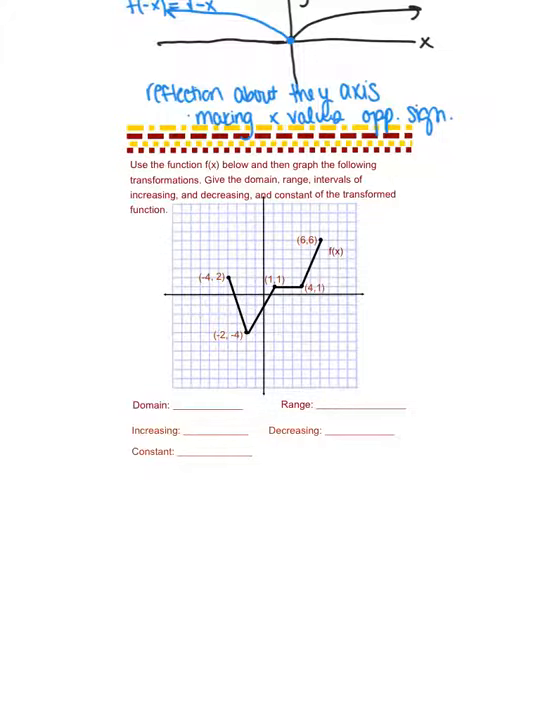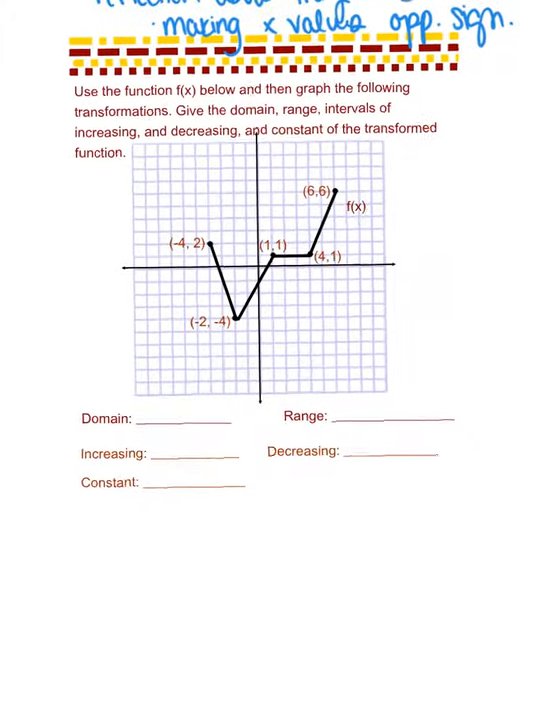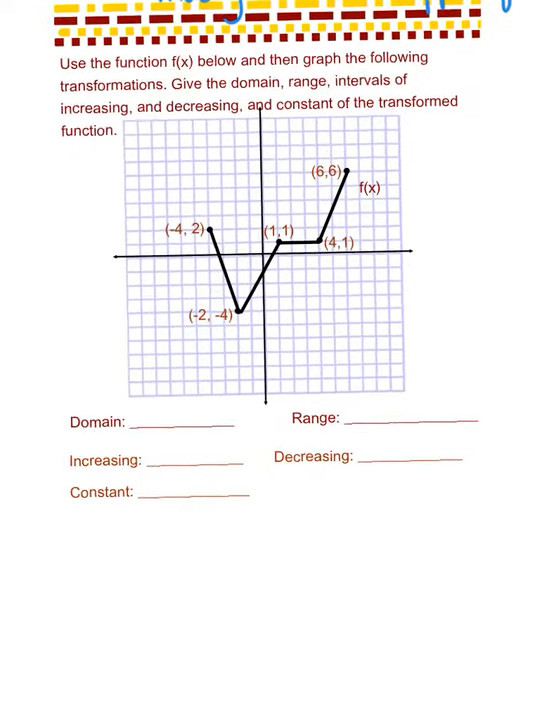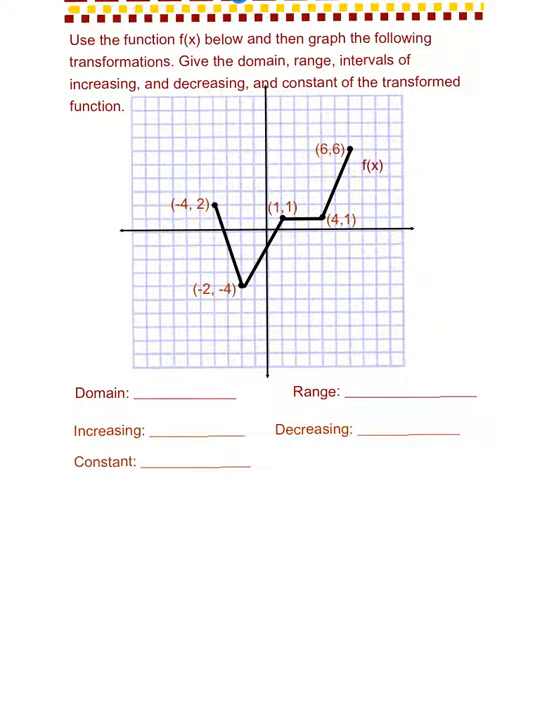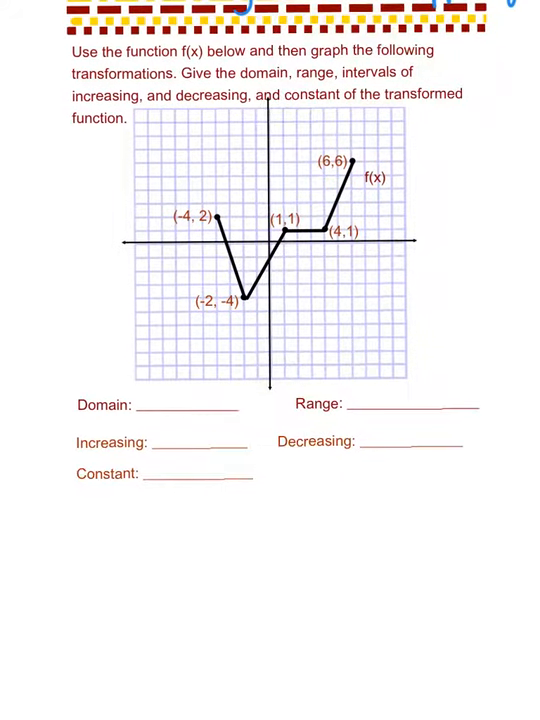All right, so what I want us to do now is look at this parent function. We're going to be looking at this parent function for the remainder of the lesson. We're just going to do a bunch of examples of transformations. This is a function that I made up, and it is a function because it's one-to-one, and every x value has exactly one y value paired with it. I want to review domain, range, and then intervals of increasing and decreasing and constant before we transform.